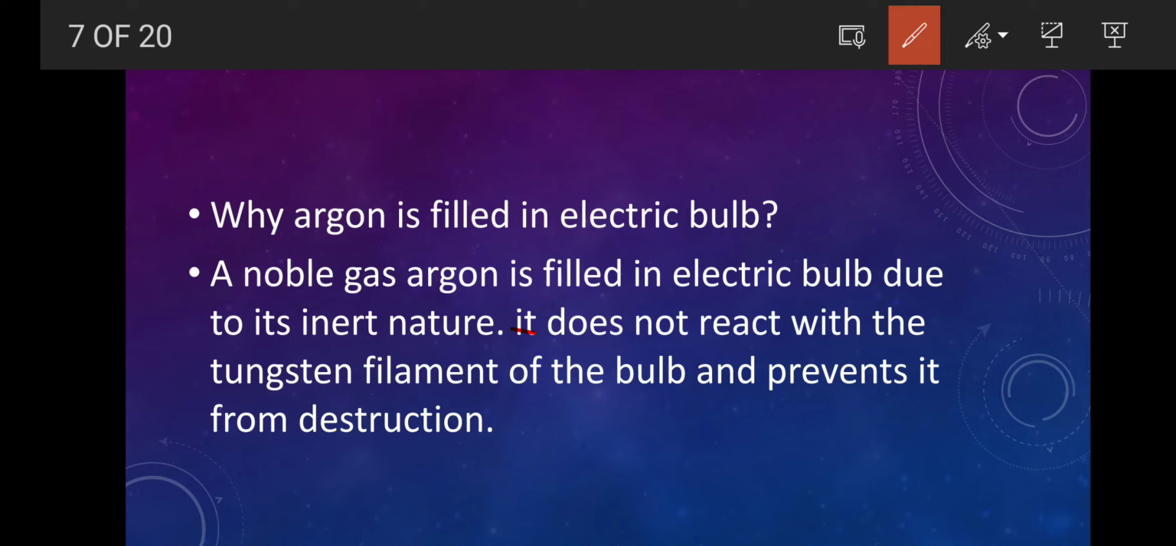It does not react with the tungsten filament of the bulb. So inside the bulb, what? Tungsten filament is present. So if it is not reactive in nature, it will not react with the tungsten and prevents it from what? Destruction. So that is why argon is filled in electric bulb.